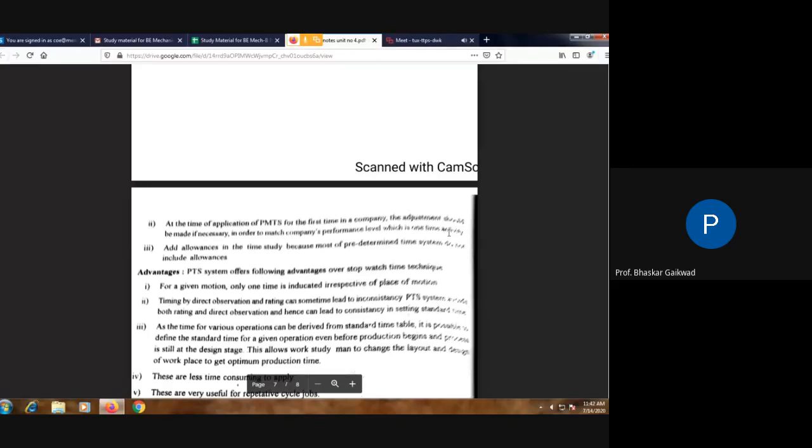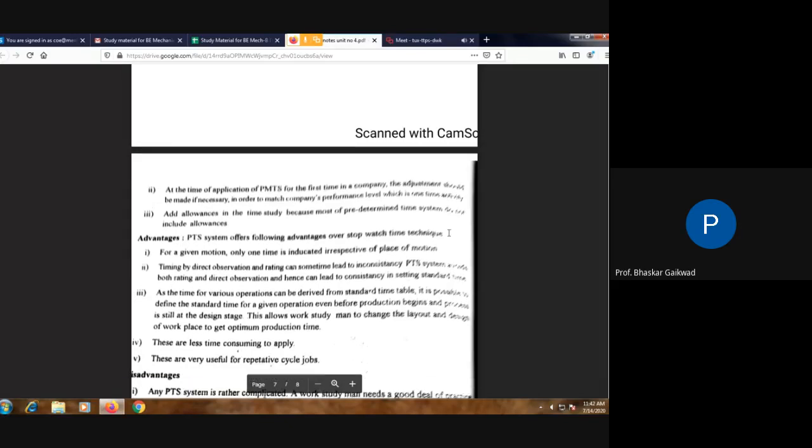To avoid this problem, the workplace has to be designed in such a way that while doing the particular work or assembly, the worker should achieve the standard time. So this is the third point. This is very important for me. Now we'll go for the next, that is the fourth point.